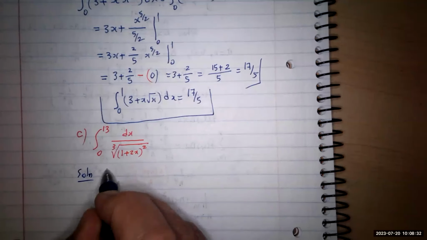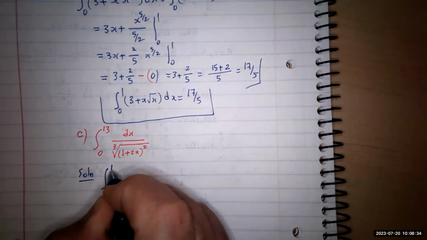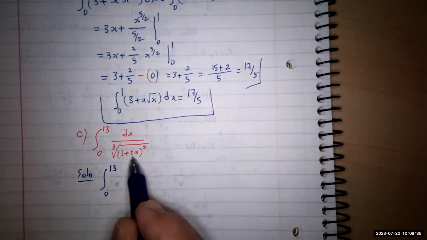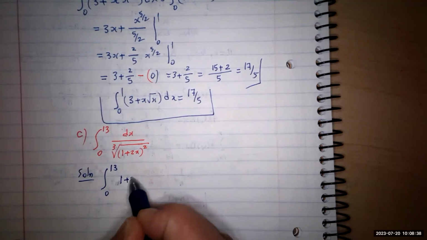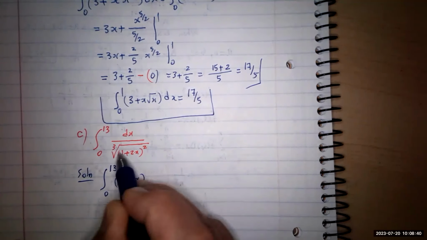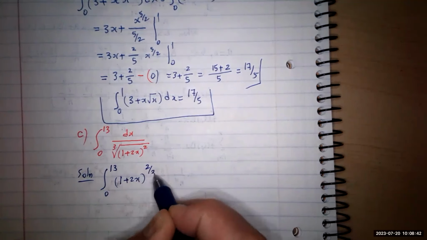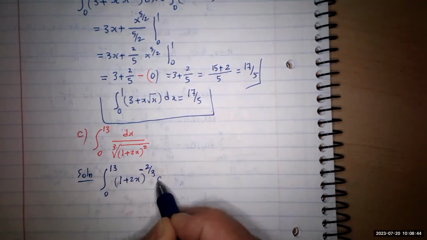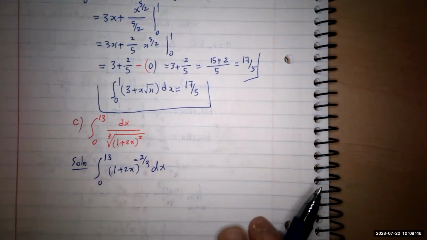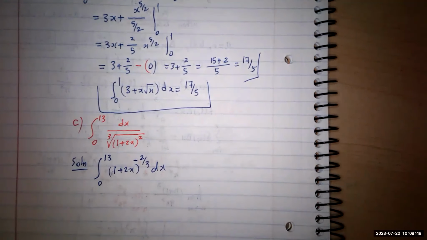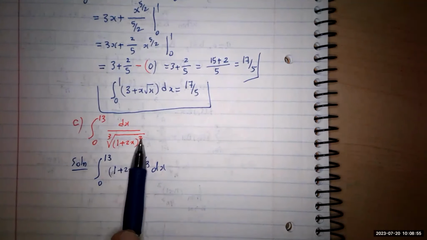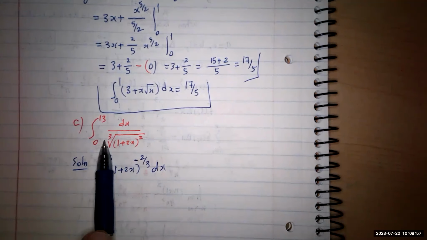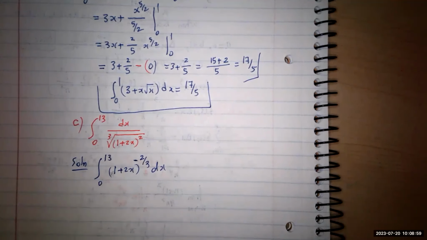So it's going to be the integral from 0 to 13 of (1 plus 2x). When it's down in the denominator, the power is 2/3, but when you move it up, it's negative 2/3, dx. Any question? So that's the important part, to rewrite it correctly. The bottom one is (1 plus 2x) to the 2/3 as a power. And you have to move it up, that gives you negative 2/3.